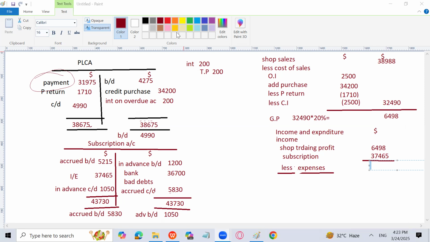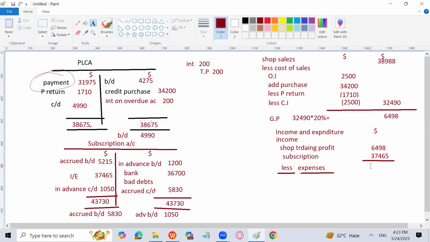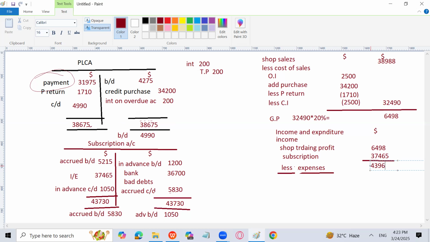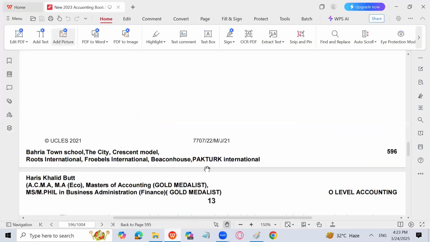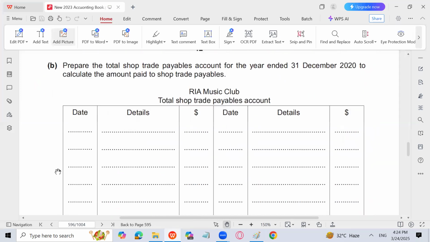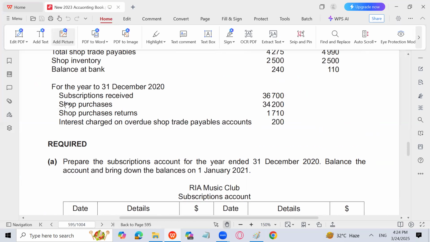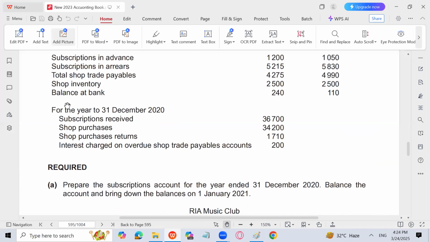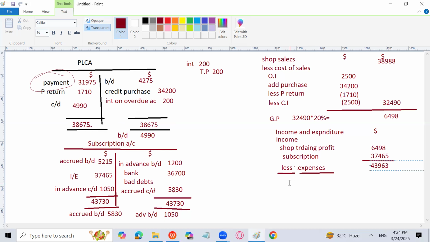So the total is going to be 43963. Okay. Now what I will do, we will subtract expenses. There can be bad debts as an expense, and there can be some other expenses. Let me see whether they are given in the question or not. So expenses are not given, but always remember that interest will be written under the heading of expenses. So interest expense is an expense, which you can write here.